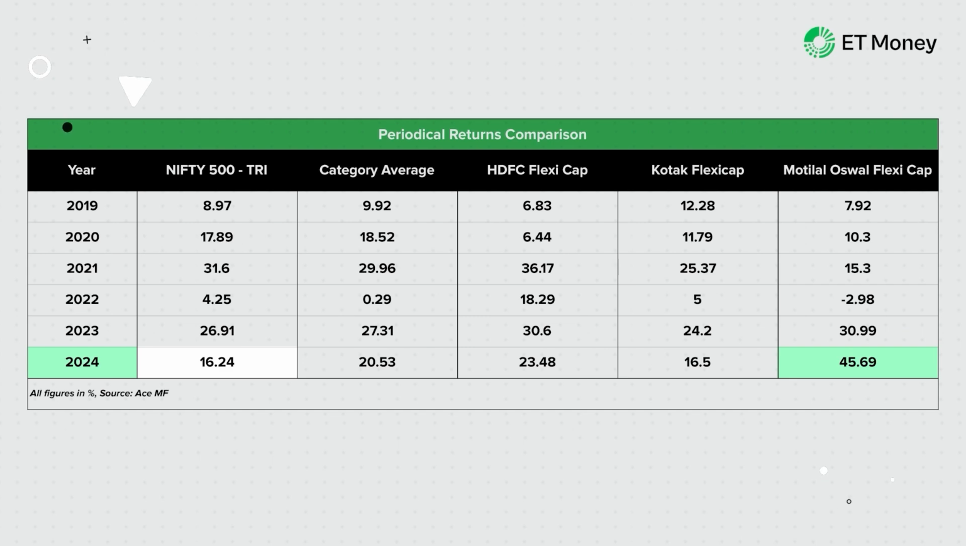Now, this could be attributed to the fund's higher allocation towards mid-cap stocks. While HDFC and Kotak follow a conservative approach, Motilal's aggressive strategy has paid off, as mid-caps have done better than large caps in recent years.